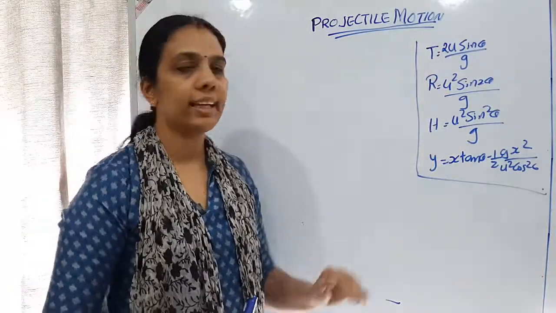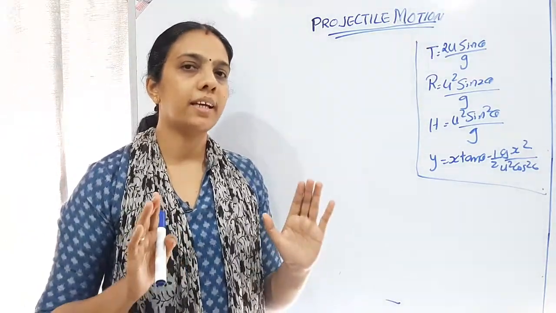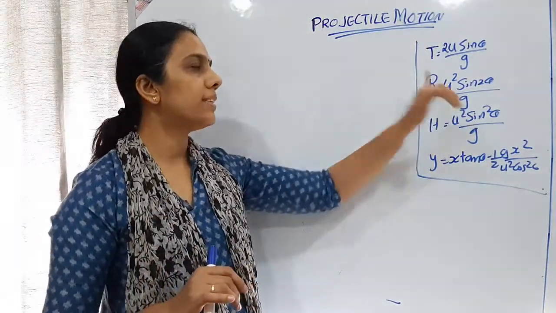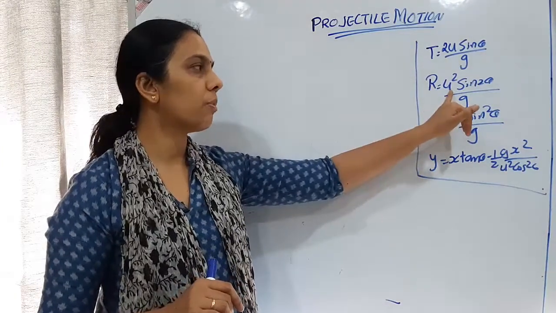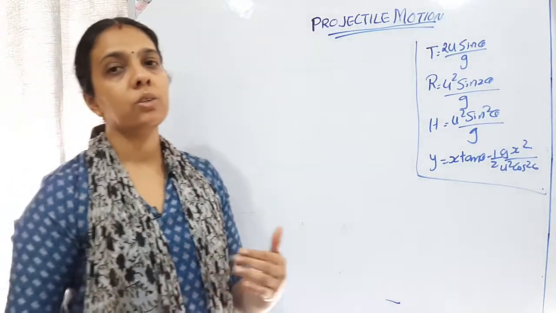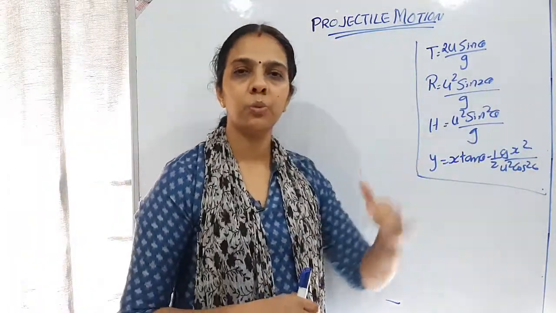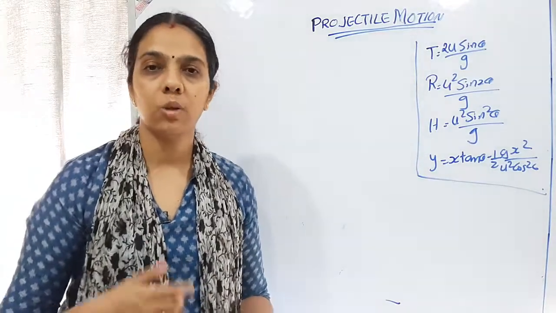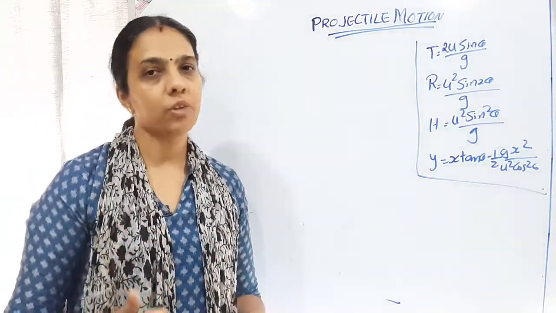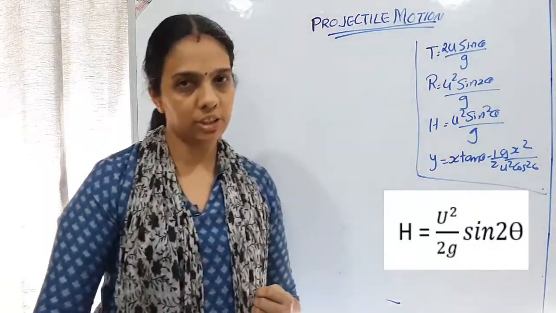Then next is the range, that is the maximum horizontal distance. The horizontal distance covered is called the range, and we can find it using the formula u square sin 2 theta divided by g. For the maximum horizontal range, sin 2 theta will be equal to 1, that is 2 theta equals 90, theta equals 45 degrees. Then H equals u square sin square theta by g.